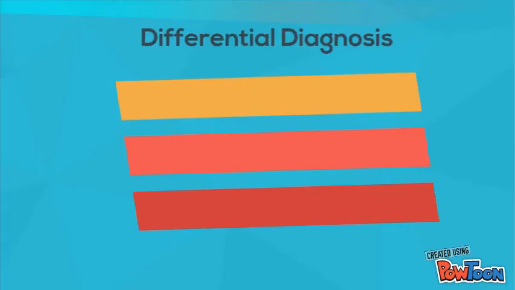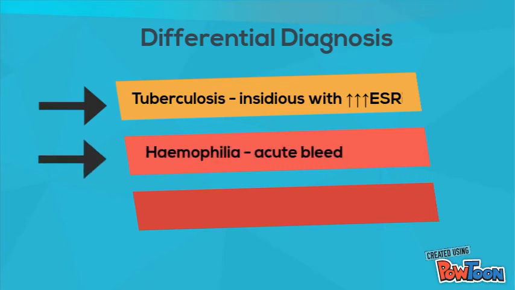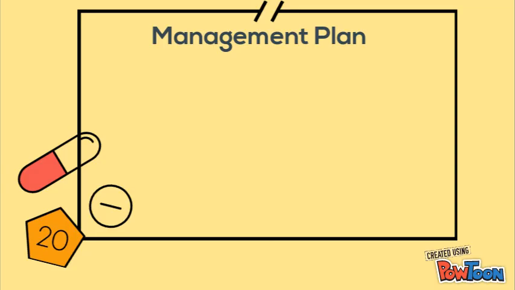The differential of a monoarthritis include TB, which would have an insidious onset and an ESR of above 100, an acute bleed of hemophiliacs, which will show blood on synovial joint aspiration, and a fracture, where you'd ask about trauma history. On high clinical suspicion of septic arthritis, immediately book theatre time.